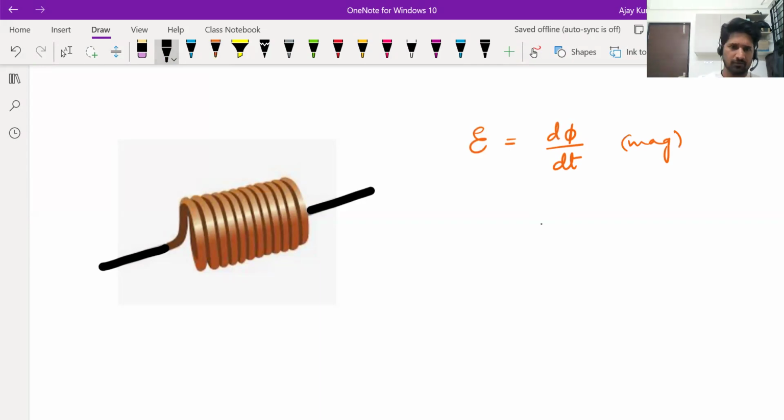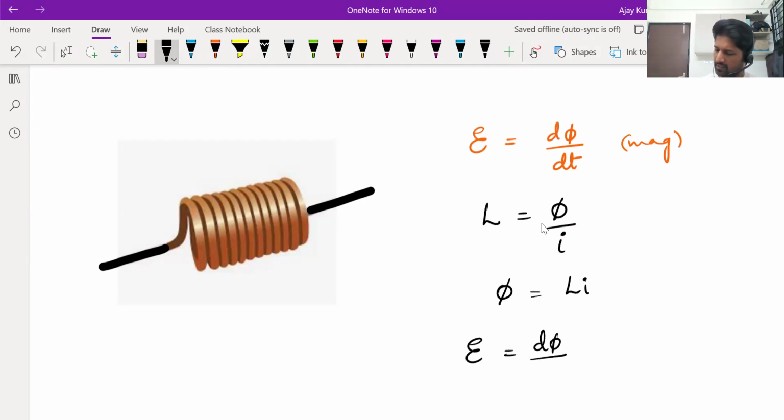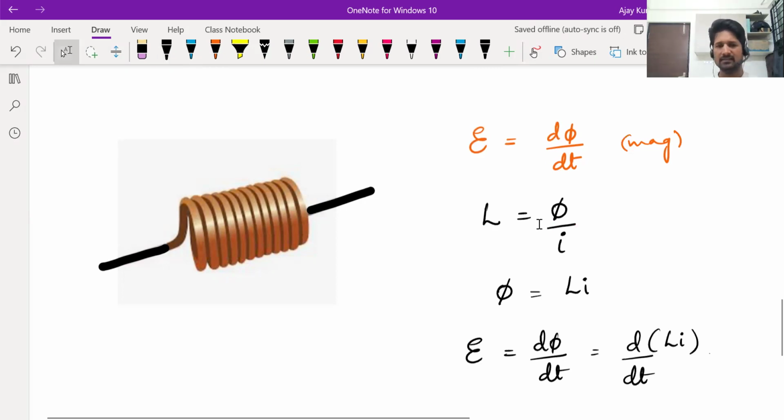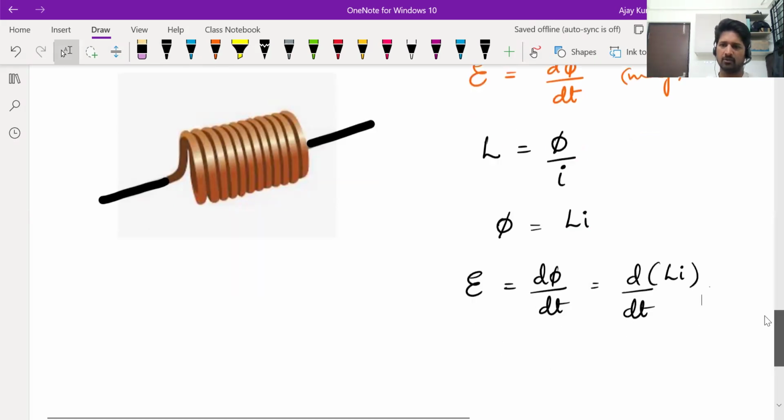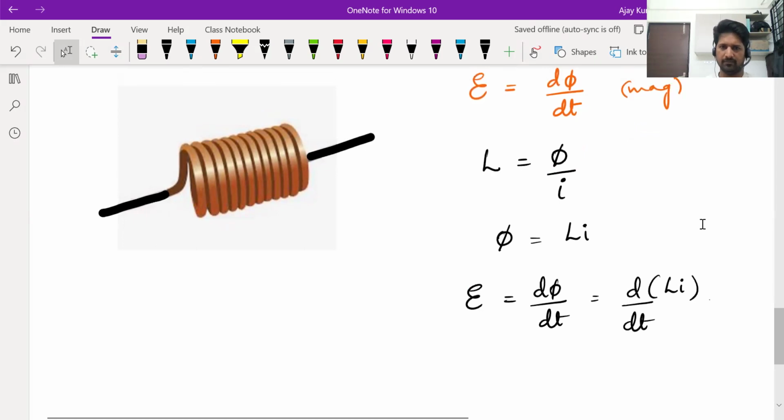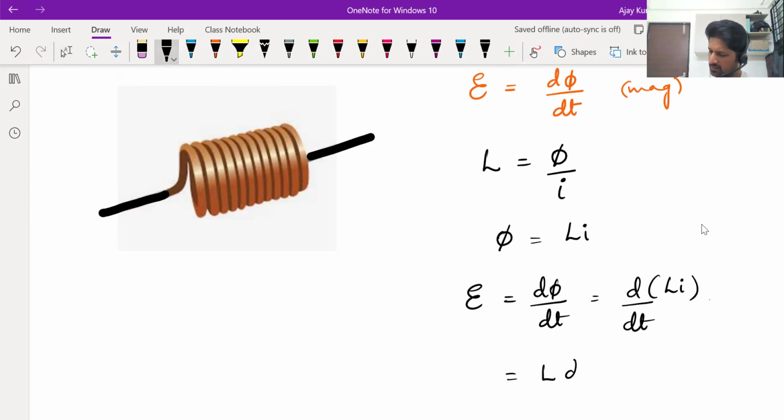Now, for an inductor or for a coil, generally for any coil, we know self-inductance is the magnetic flux divided by its current. Therefore, flux in the coil will be Li. Therefore, the magnitude of EMF induced will be d phi by dt, rate of change of magnetic flux. That will be the derivative of Li. L is inductance. Inductance depends on medium and geometry. So it's not something which changes with time. So L is constant. Put it outside the derivative. You get this as L di by dt. That's the magnitude of EMF.